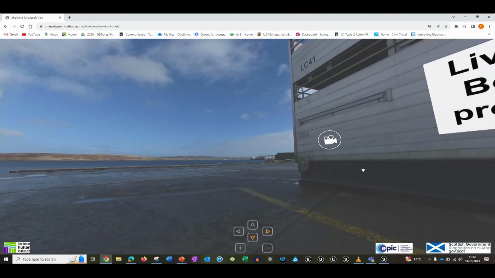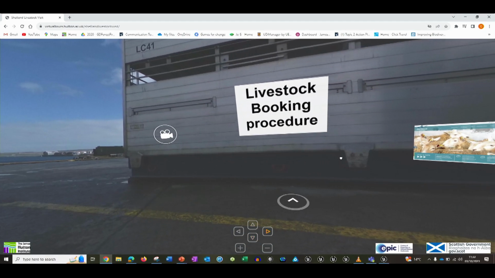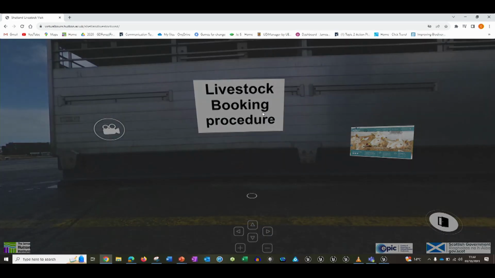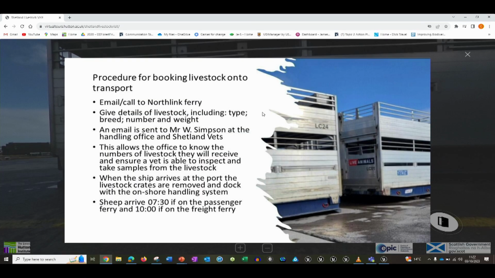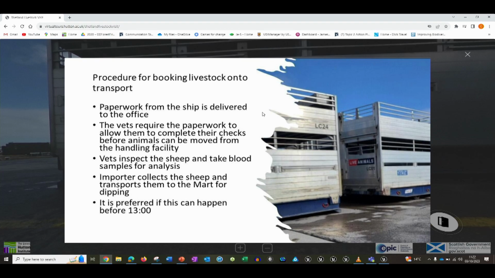And when they arrive in Shetland, they have a procedure, and it's called their livestock bookings procedure. And they need to email for the North Link Ferry, and this information then comes through to the people on the pier, and they arrange to have vets on hand. And I will just show you.